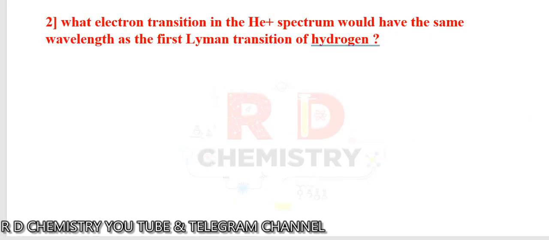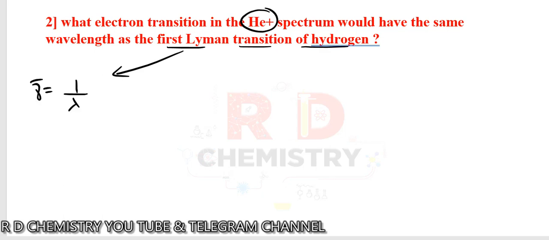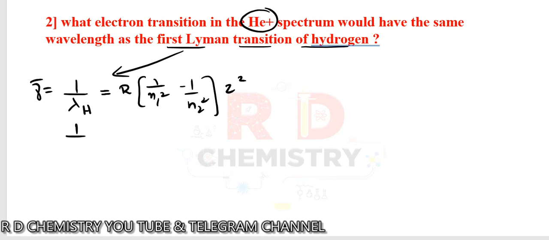Here goes the second question. What electron transition in the helium plus 1 spectrum would have the same wavelength as the first Lyman transition of hydrogen? I'll write for this one now. 1 by nu bar is equal to the wavelength. So I need 1 by lambda of hydrogen is equal to R Rydberg constant into, I'll write the formula, 1 by n1 square minus 1 by n2 square into Z square. Correct? So 1 by lambda H is equal to R into 1 by 1 square minus 1 by 2 square, right? Like the previous problem, into hydrogen spectrum Z is equal to 1 square, right?